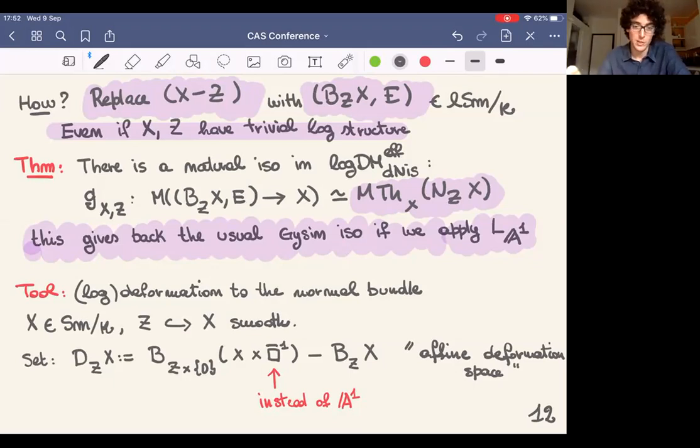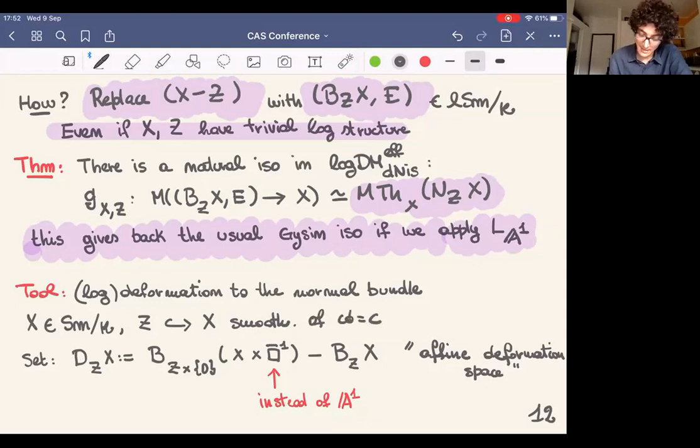So how do you prove such a thing? Well, how do you prove a Gysin isomorphism in general? You use the deformation to the normal bundle. So you have to find an analog or reasonable generalization of a deformation to the normal bundle picture to the log setting. So let me quickly say what is the kind of diagram that you have to look at. For simplicity, let's say to begin with that x doesn't have a log structure. So x is a smooth scheme over k, and z inside x is smooth, say of codimension c. So both smooth.